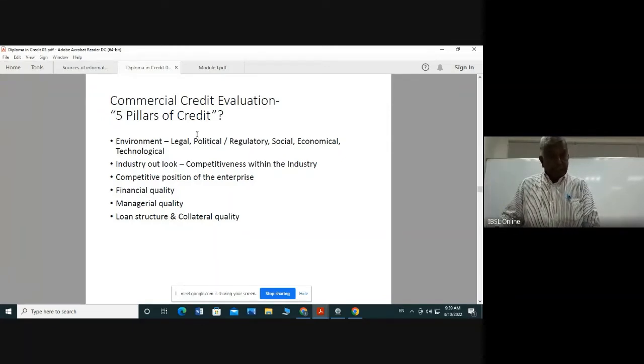Competitive position of the enterprise, that is about your customer. Financial quality, about your customer. Managerial quality, about your customer. Loan structure and loan collateral quality, about your customer. So the first 2 we take as common, that is for the country. So now we call it the 5 pillars of credit.